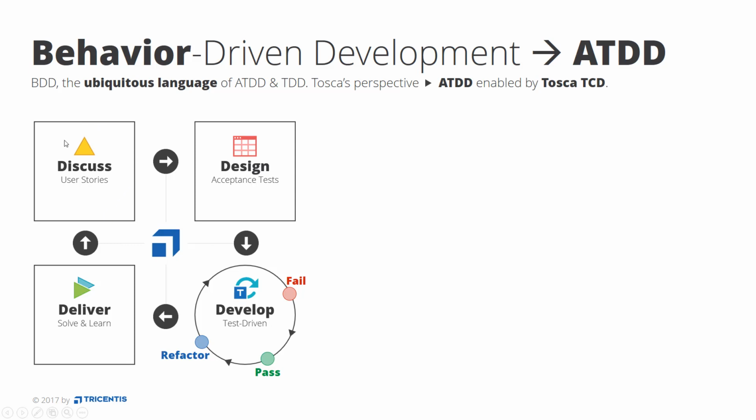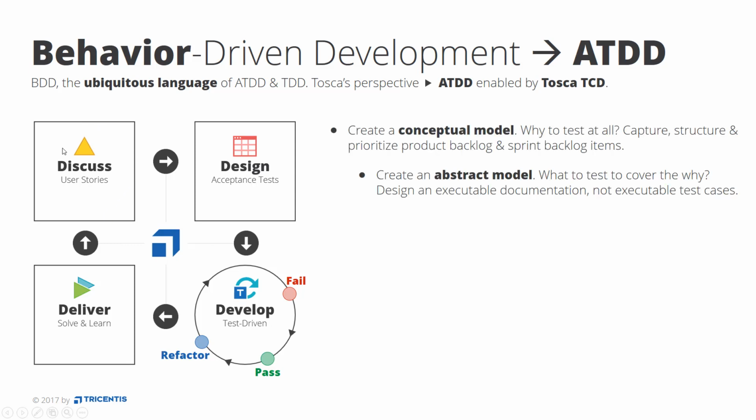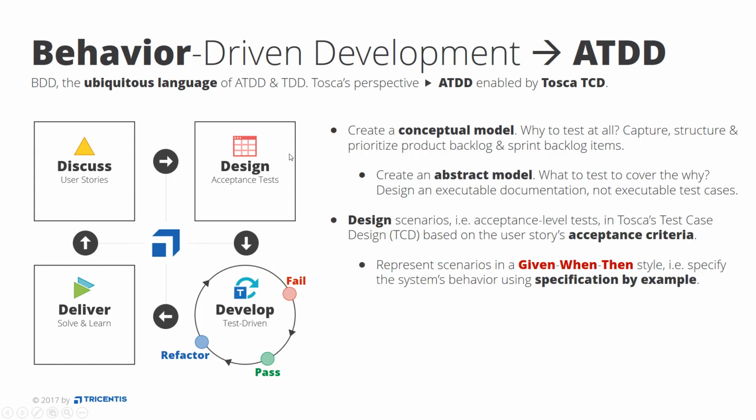So we have the discussion we had before, like the conceptual model. So why test at all, the capture and structure, prioritization of the products, even the weighting of the product, the risk-based weighting, everything will be in here to get the test coverage. And the next step will be to jump to the test case design and do some acceptance level tests.